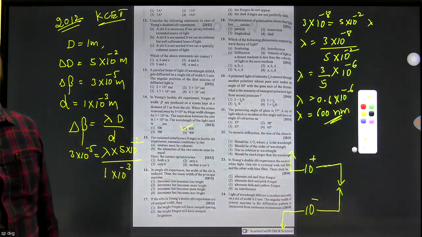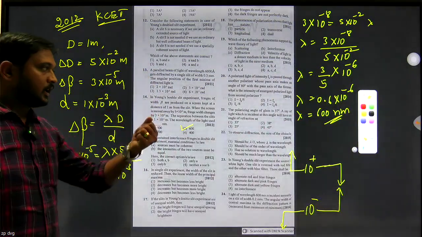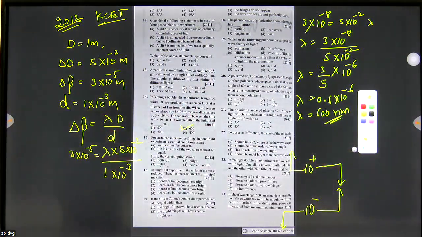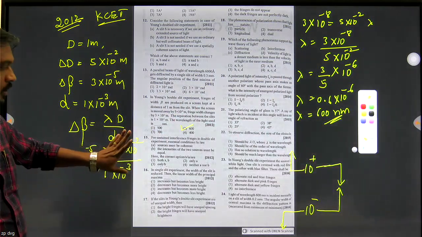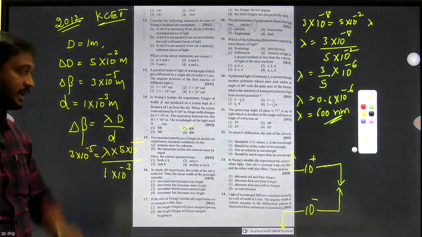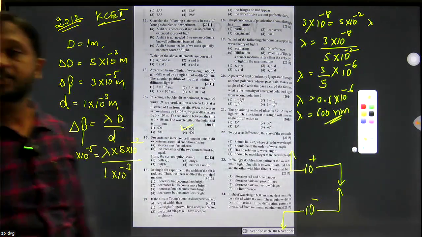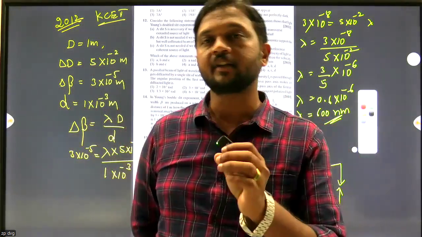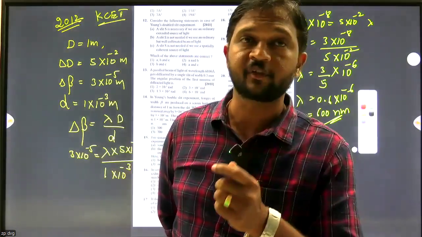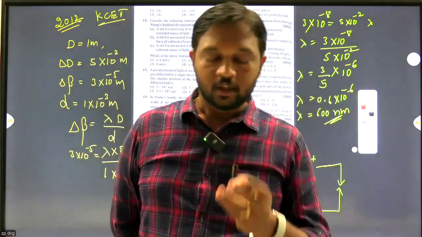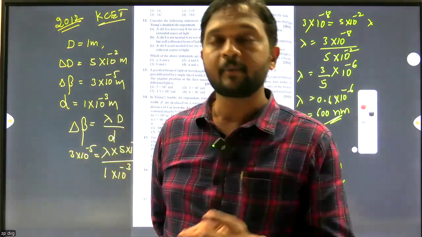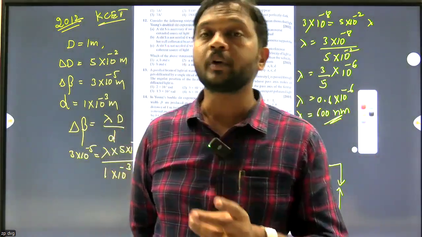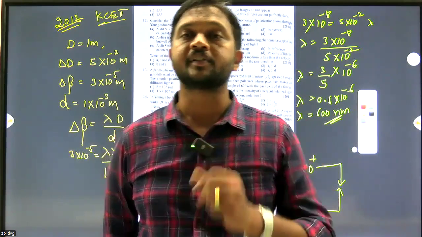Most of the questions are from Young's double slit experiment. So the next one is question number 15. For sustained interference fringes in Young's double slit experiment, what are the essential conditions? In the last class we discussed the condition for a sustained, clear interference pattern. Two waves must have the same wavelength, a constant phase difference, and equal frequency.